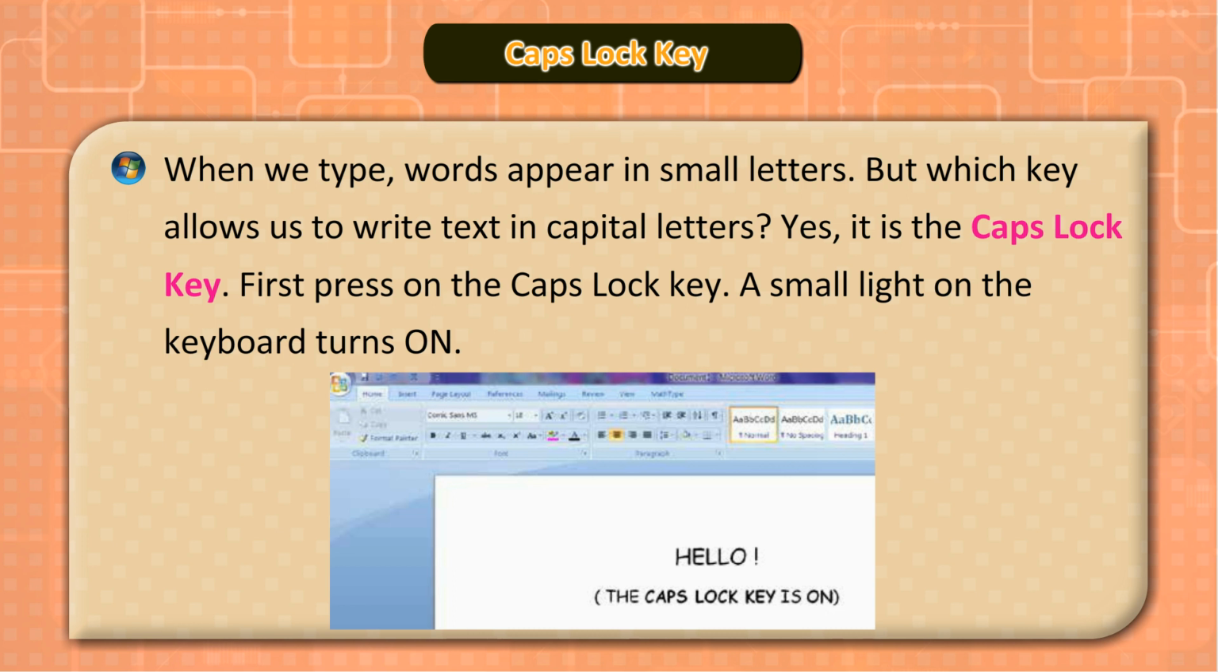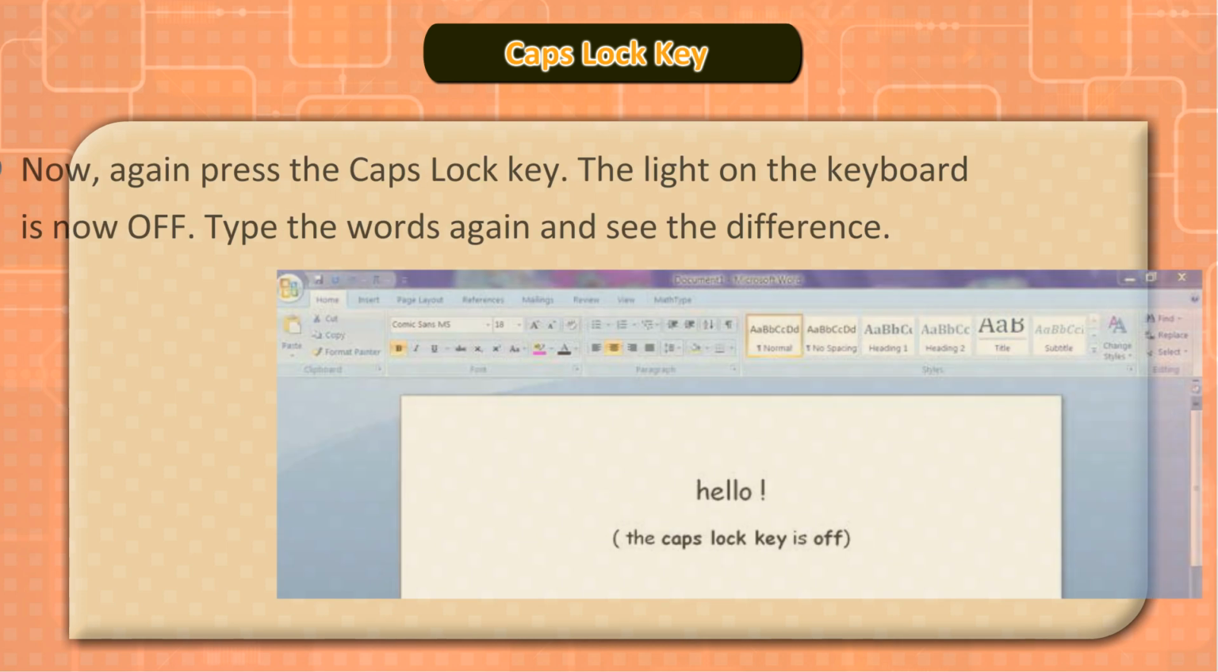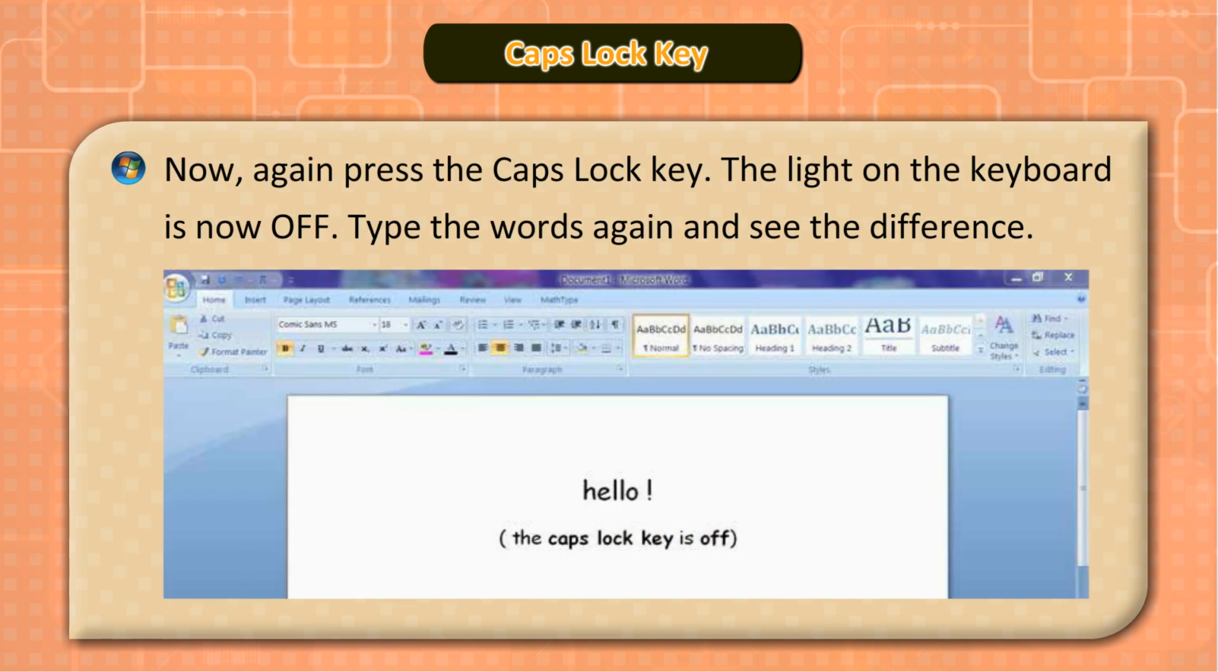First press the Caps Lock key. A small light on the keyboard turns on. Now, again press the Caps Lock key. The light on the keyboard is now off. Type the words again and see the difference.